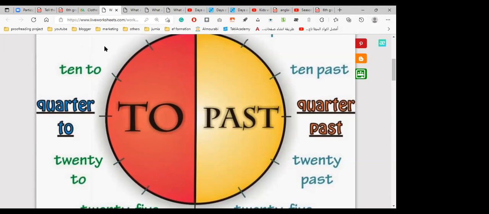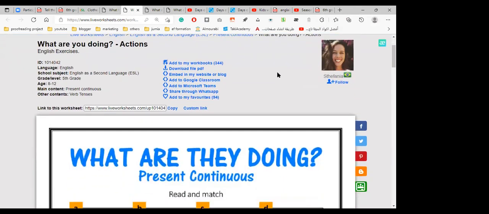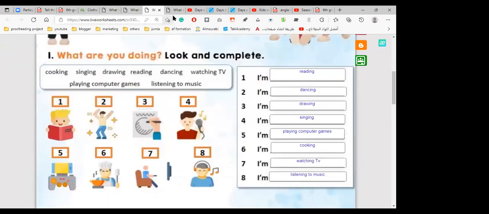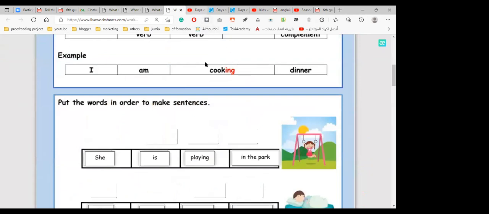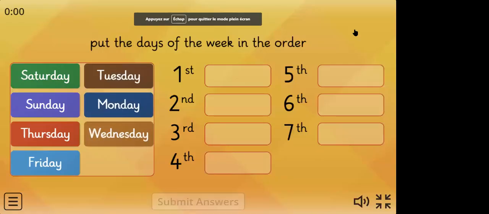Okay, very good. I tried to share the screen with you, but there was a problem with Zoom. So I try to find the exercise. Where is it? Here is the exercise. We are going to put the days of the week in order. Okay, number one, first, second, third, fourth, fifth, sixth, seventh.